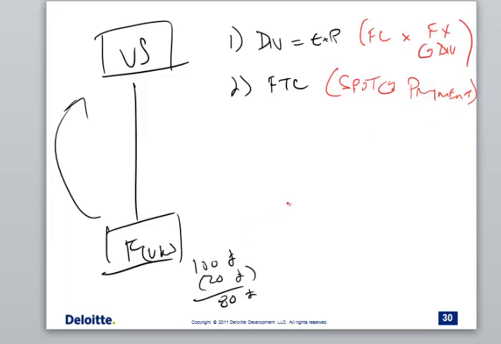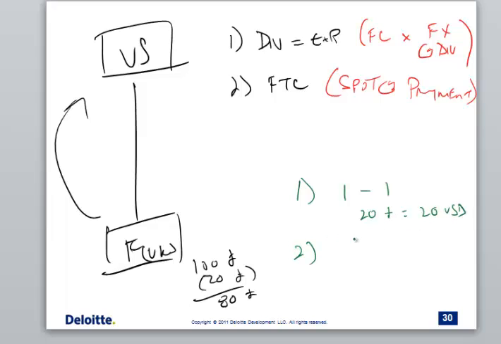Okay? So let's say our facts are year one, the exchange rate is 1 to 1. And so this is when taxes paid of £20 equals $20.